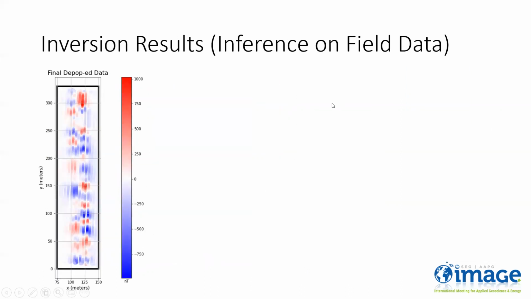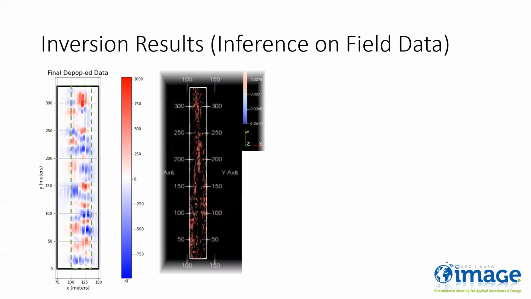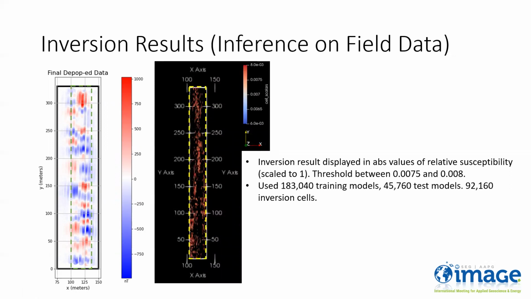So with that, we come to the inversion results through neural networks. And we've identified, based on the model results, that the inversion domain can be set within a narrow confined zone of the final depopulated dataset. We are looking at the thresholded distribution of normalized absolute susceptibility values in plan view. And the threshold limits are set to 0.0075 to 0.008 to make this almost an isosurface view of the subsurface.